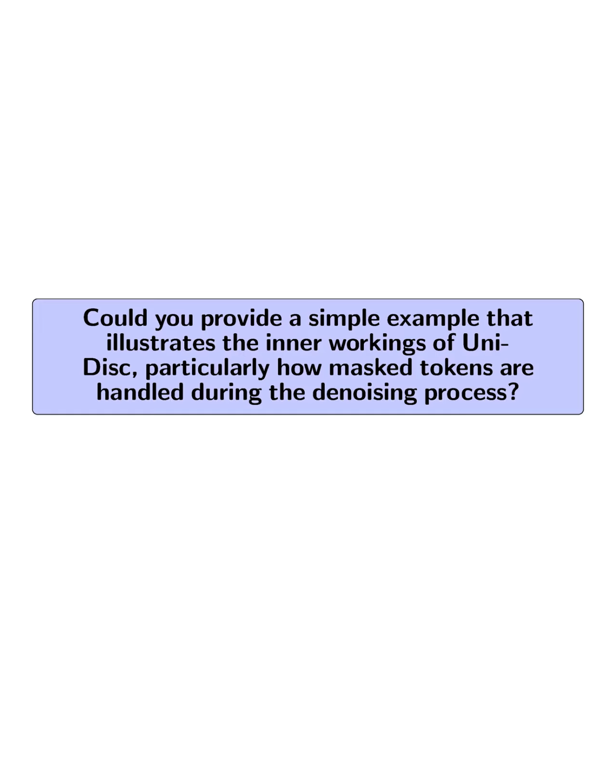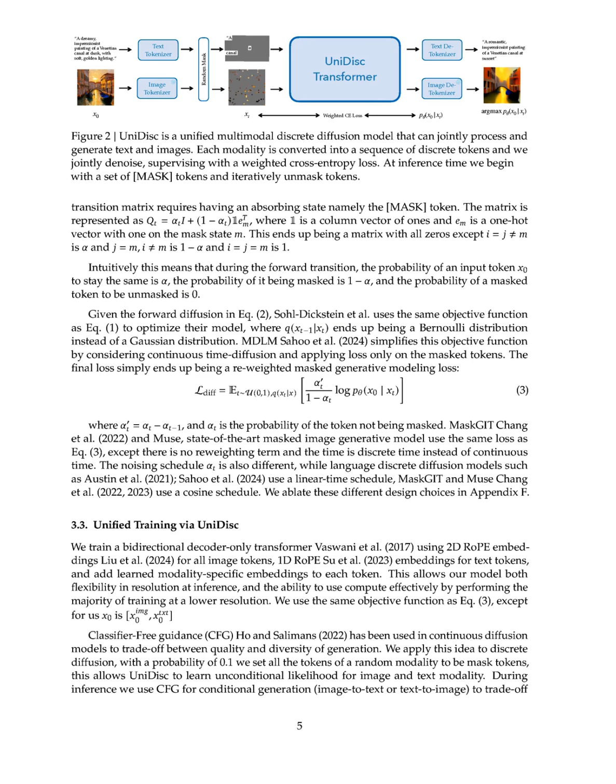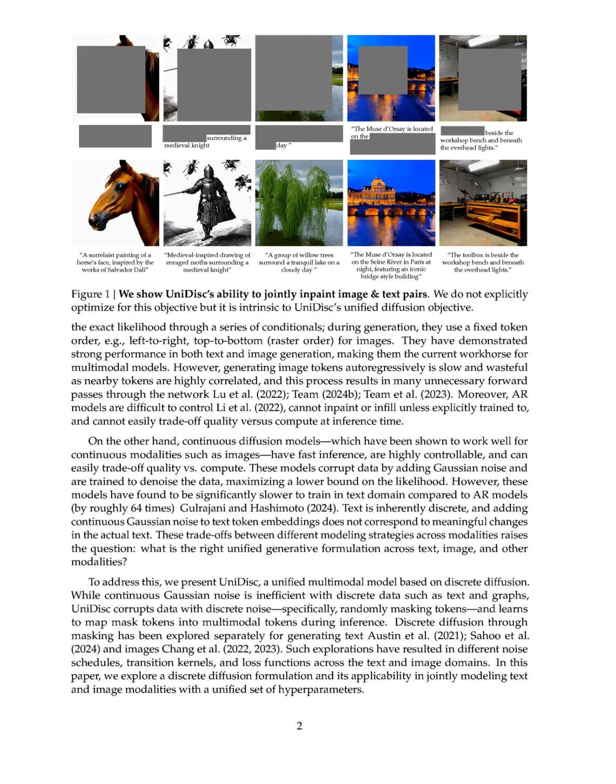Could you provide a simple example that illustrates the inner workings of UniDisc, particularly how masked tokens are handled during the denoising process? UniDisc employs a discrete diffusion process where masked tokens are integral to its denoising mechanism. For instance, during the forward diffusion process, a token from the input sequence can be randomly masked with a probability of 1 - alpha, where alpha is the probability of the token remaining unchanged. When denoising, UniDisc learns to map these masked tokens back to their original values by sampling from a joint vocabulary of text and image tokens.